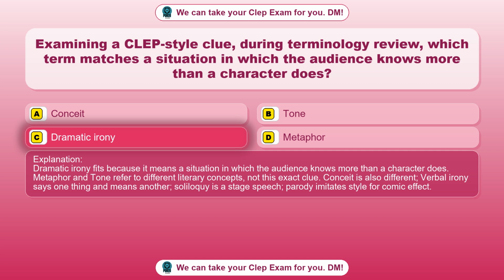Dramatic irony fits because it means a situation in which the audience knows more than a character does. Metaphor and tone refer to different literary concepts, not this exact clue. Conceit is also different. Verbal irony says one thing and means another. Soliloquy is a stage speech. Parody imitates style for comic effect.